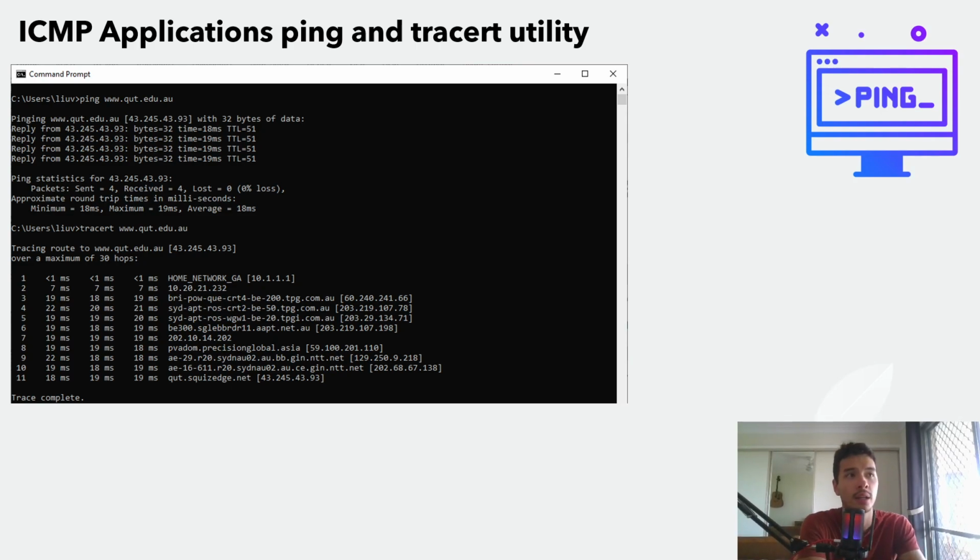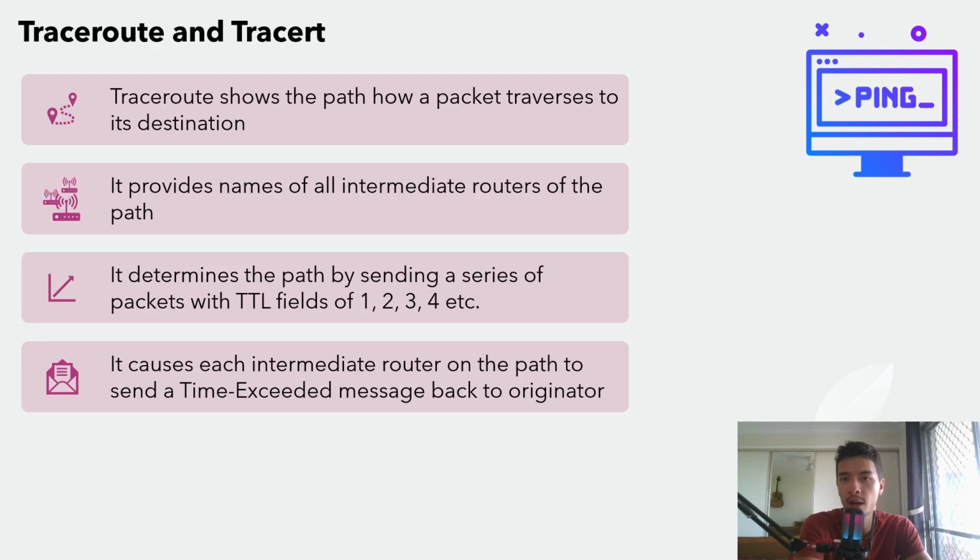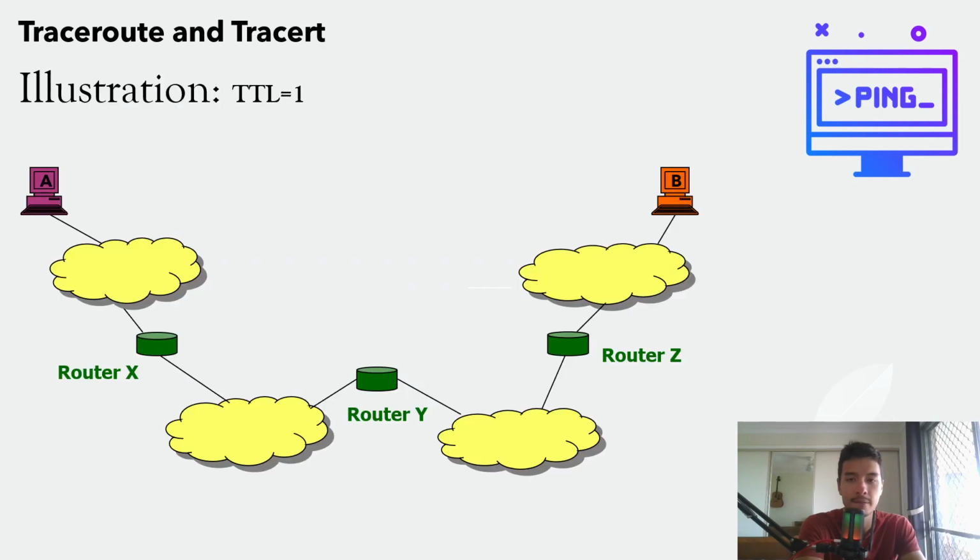And traceroute is just checking the hops you take, the routes you get to get there. So traceroute shows the path of how the packet traverses to its destination. It provides names for all the intermediate routers on the path. It determines the path by sending a series of packets with TTL fields of 1, 2, 3, 4, etc. It causes each intermediate router on the path to send a time exceeded message back to the originator. So you've got the example, TTL equals 1. It creates a probe packet, goes to router 1, TTL 0, the packet is discarded, time exceeded, and it goes back to the originator, as you can see.